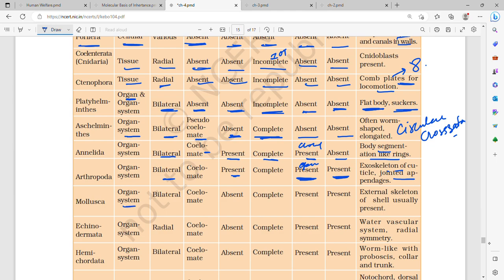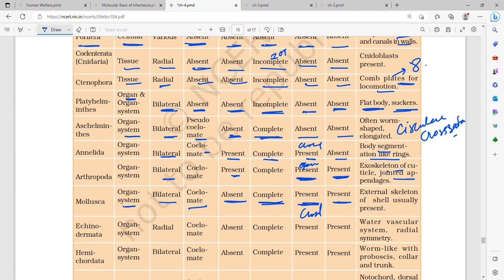Mollusca: organ system level of organization, bilaterally symmetrical. It also has a true coelom. There is an unsegmented body, no segmentation, and a complete digestive system. A circulatory system is present and it is of the closed type. The respiratory system is also present: feather-like gills help in respiration.